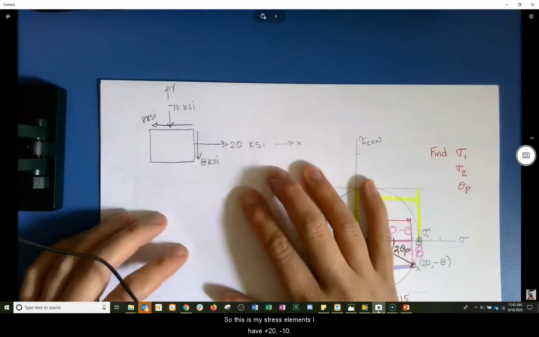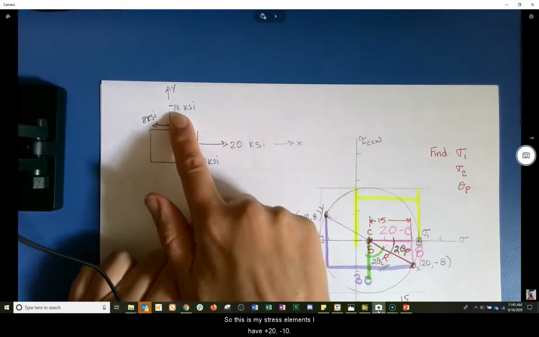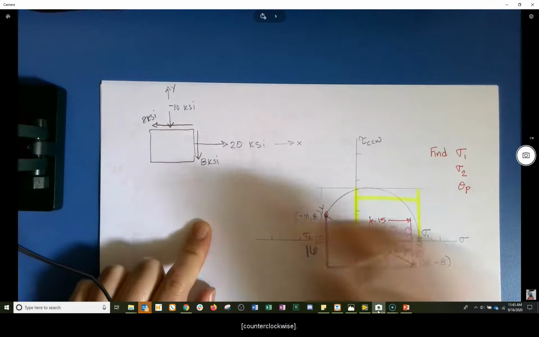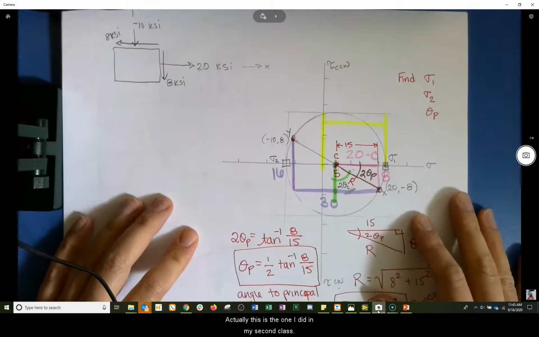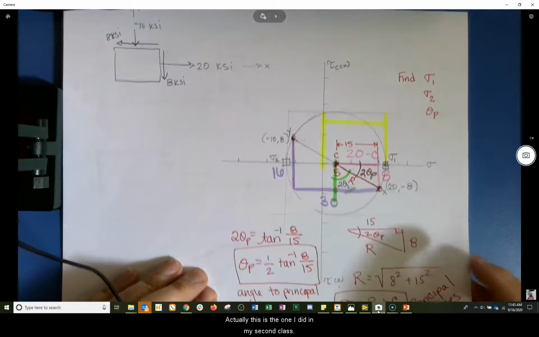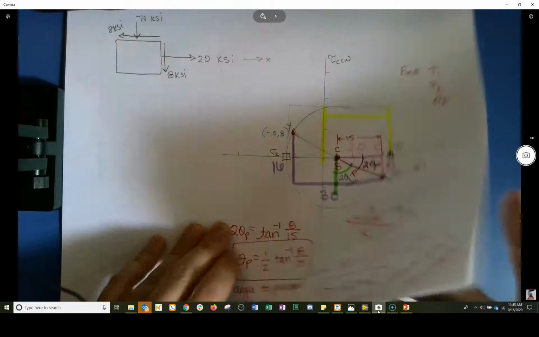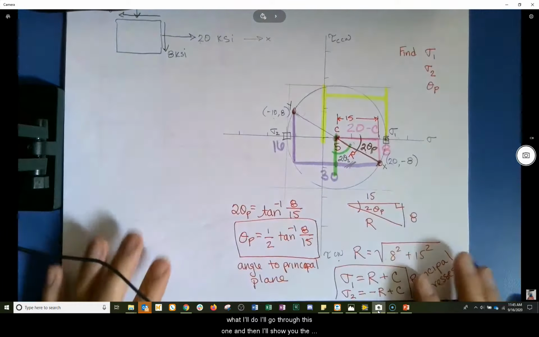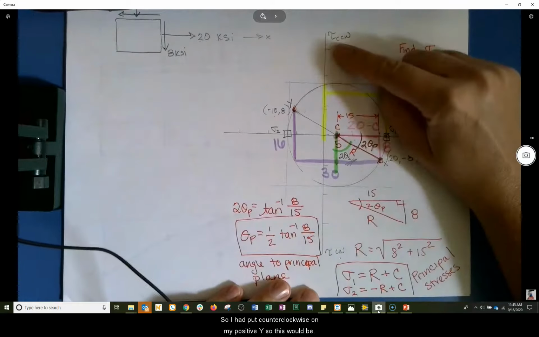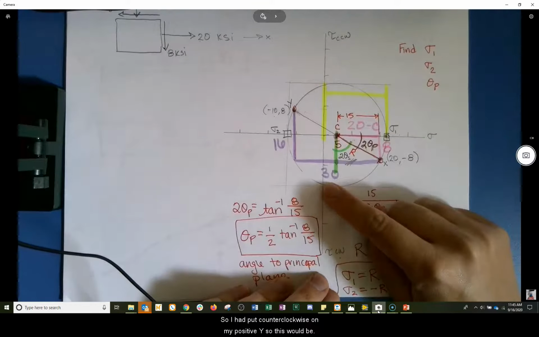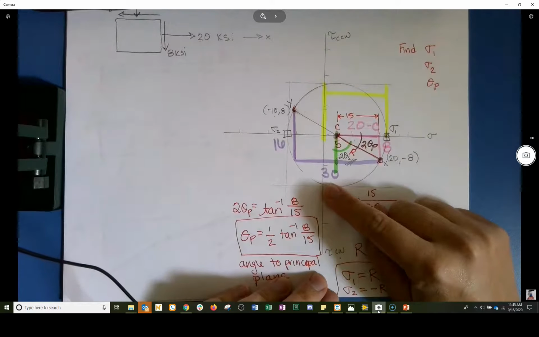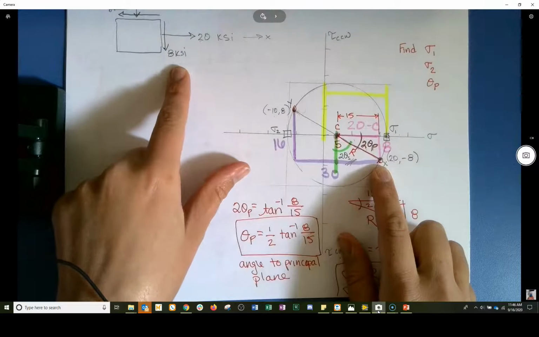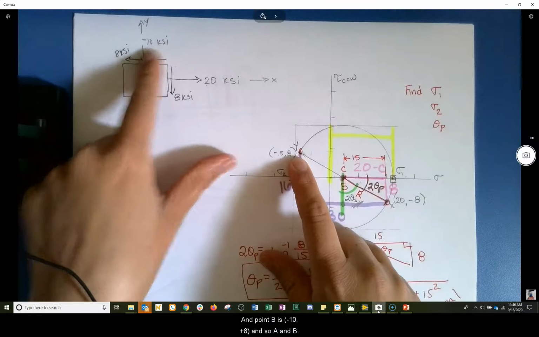So this is my stress element. I have positive 20, negative 10. I have 8 counterclockwise, which means on this face it is 8 clockwise. This is the one I did in my second class, but I think I had redone this with clockwise. You know what, I'll go through this one and then I'll show you the clockwise example. I had put counterclockwise on my positive y, so this would be clockwise. That means that point A here is 20, negative 8, and point B is negative 10, positive 8.